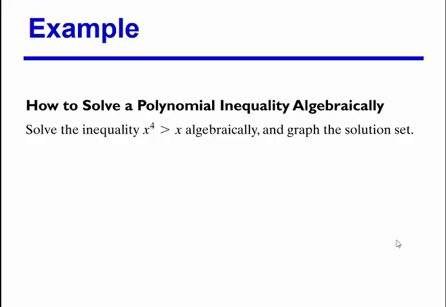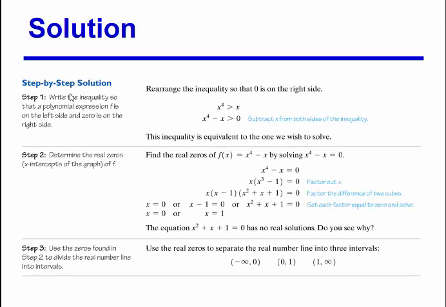So how do we solve a polynomial inequality algebraically? We're going to solve x to the fourth is greater than x algebraically, and then we're going to go ahead and graph the solution set. So the first step is write the inequality so the polynomial expression f is on the left side and 0 is on the right side. So we end up with x to the fourth minus x is greater than 0. This inequality is equivalent to the one that we wish to solve.